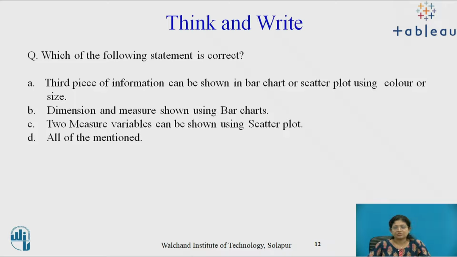Now, pause the video for a while and answer this question. Which of the following statements is correct? Third piece of information can be shown in the bar chart or a scatter plot using color or size. Dimension and the measure shown using bar charts. Two measure variables can be shown using scatter plot. Or all of the mentioned. And the answer is all of the mentioned, because all the statements are correct.